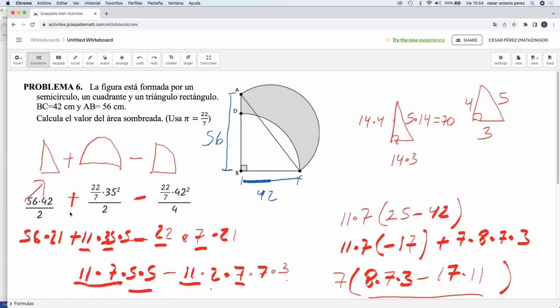56 times 42 divided by 2. Okay, this is right. And this is 35. 5 por 14, 14 por 4, 14 por 3. 35 squared times pi divided by 2. This will be 42 squared times pi divided by 4. Okay.